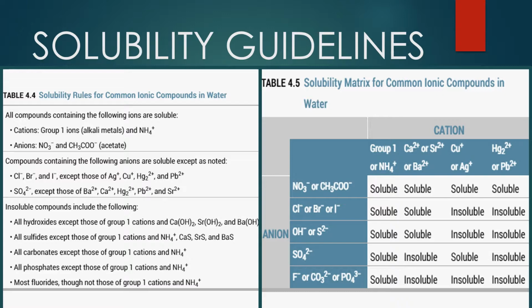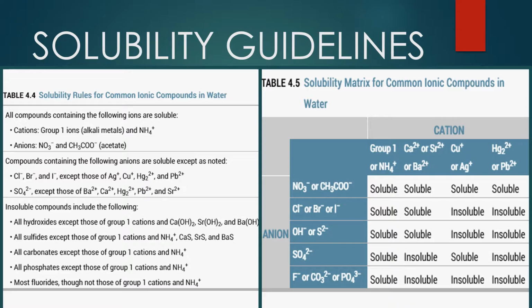Chloride, bromide, and iodide are in group 7, unless they're paired with some of the transition metals here. And the sulfate is soluble unless it is paired with group 2, which is barium and calcium, and also some of the transition metals: mercury, lead, and strontium.